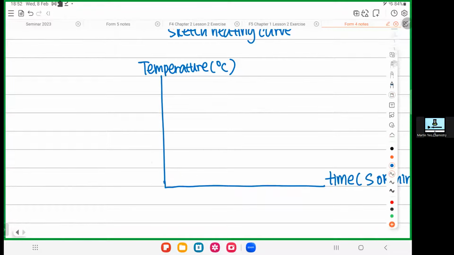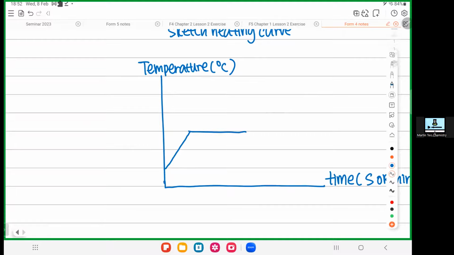So here is 25, roughly, 25. You start from here. Okay? So start from here. Then you heat the substance, temperature goes up. Okay, when you heat the substance, temperature goes up. Then you will see the temperature will become constant. The temperature will stop changing.